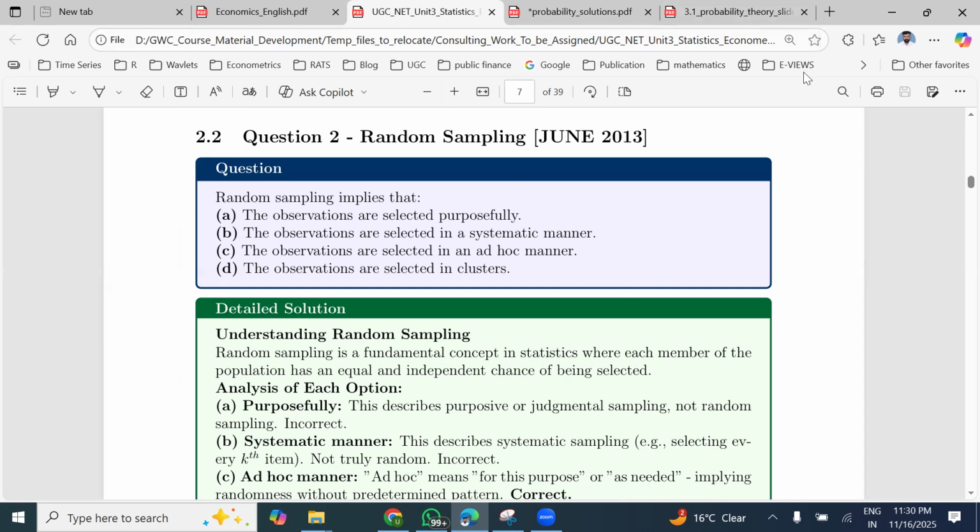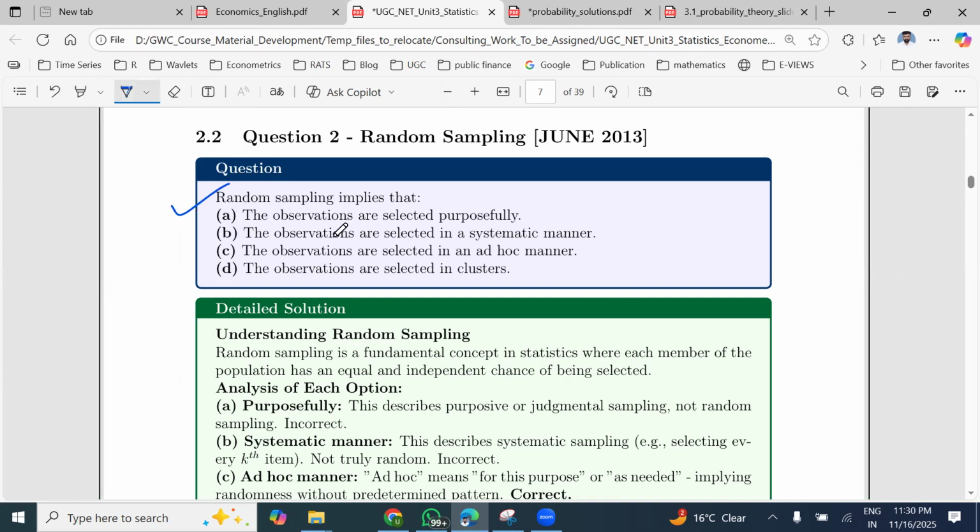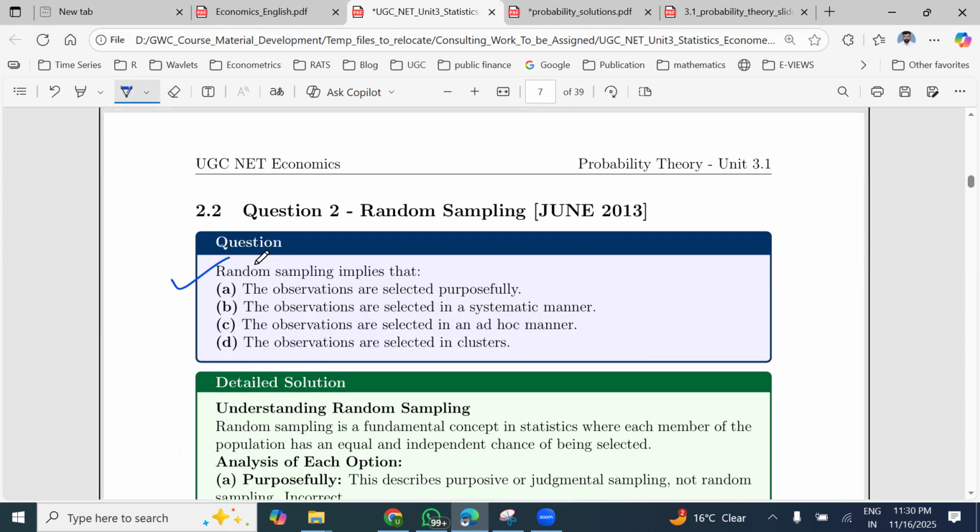So what is the next question? The next question is an interesting question. Random sampling implies that, who will tell me which is correct? The observations are selected in order.